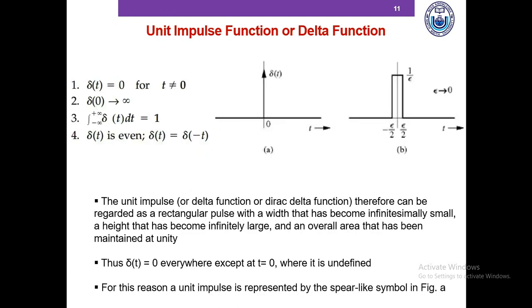So the unit impulse function, or delta function, or Dirac delta function, is equal to 0 everywhere except at t equals 0, where it is undefined.